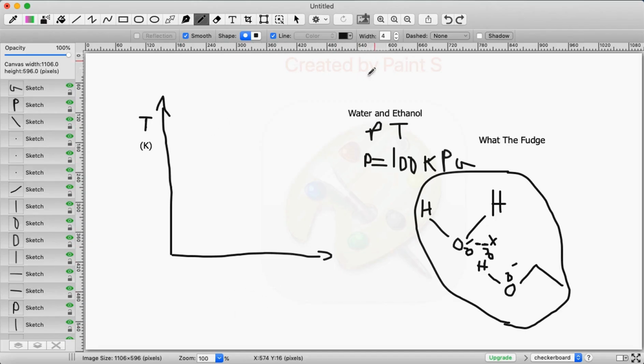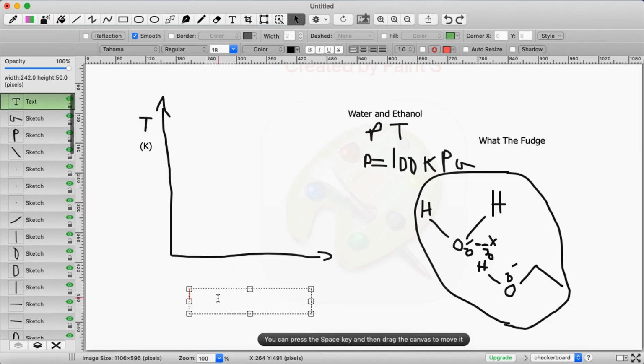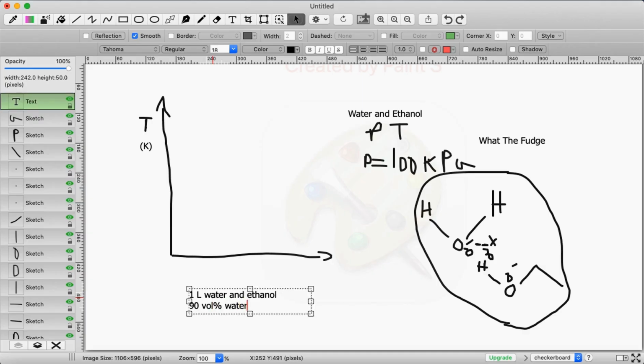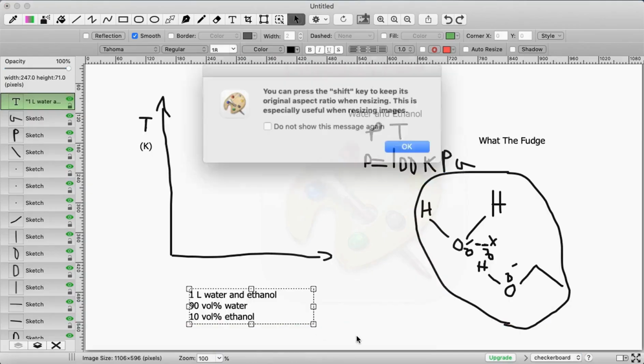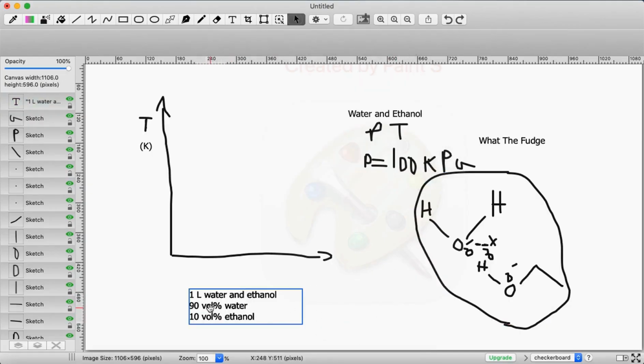And then for this, how do they show two things? Well, they do it in a clever way. If you have water and ethanol, let's say you have 1 liter of water and ethanol, and let's go with 90 volume % water and 10 volume % ethanol. Quick math: that'd be 900 mL of water and 100 mL of ethanol. You don't even need to do that math.